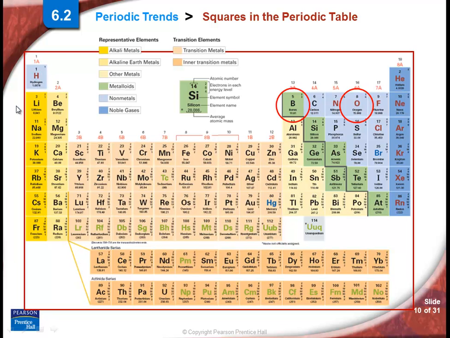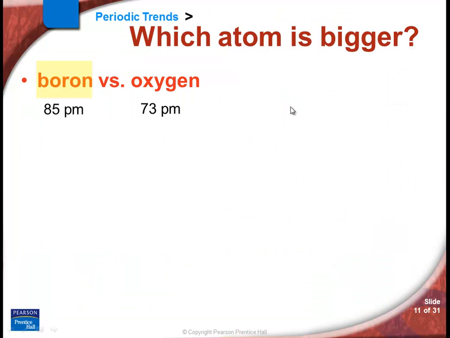So what do we know about the trends within a period? Because these two elements are in the same period. As we go from left to right, the radius gets smaller. So that means boron is going to be bigger than oxygen. And indeed it is. When you look at the data, boron is 85 picometer radius, oxygen 73.